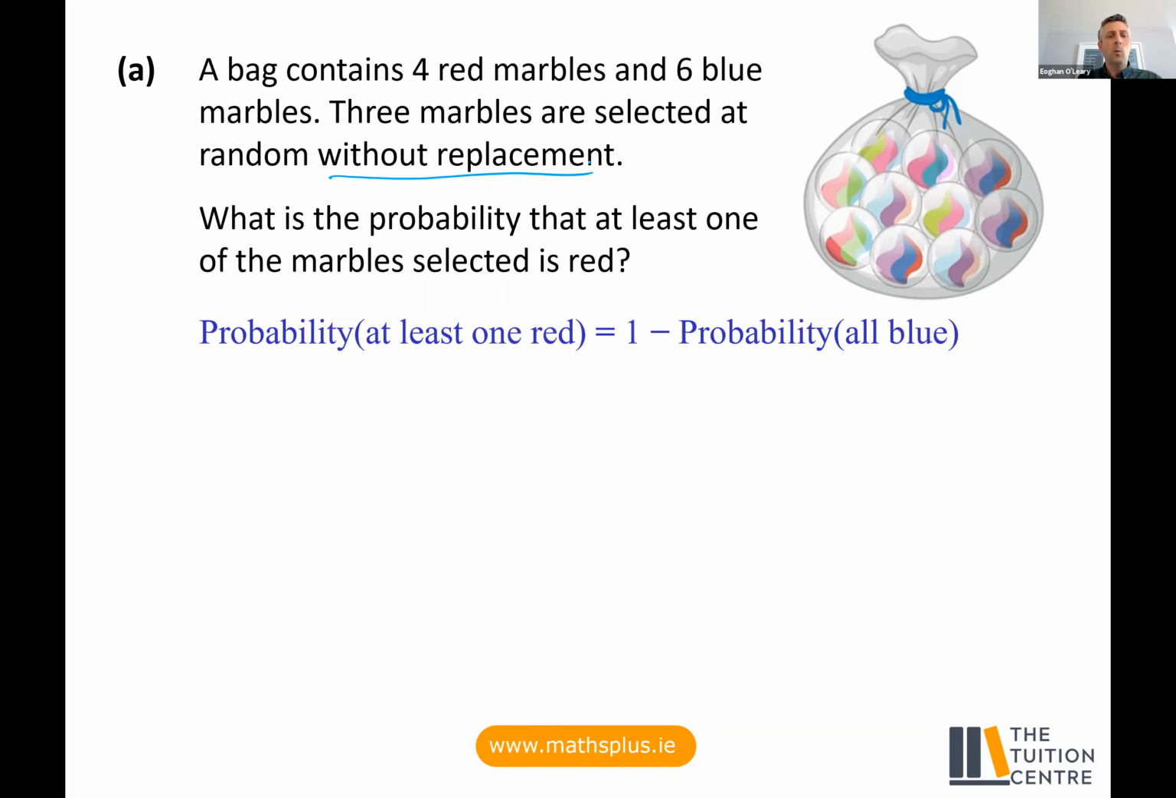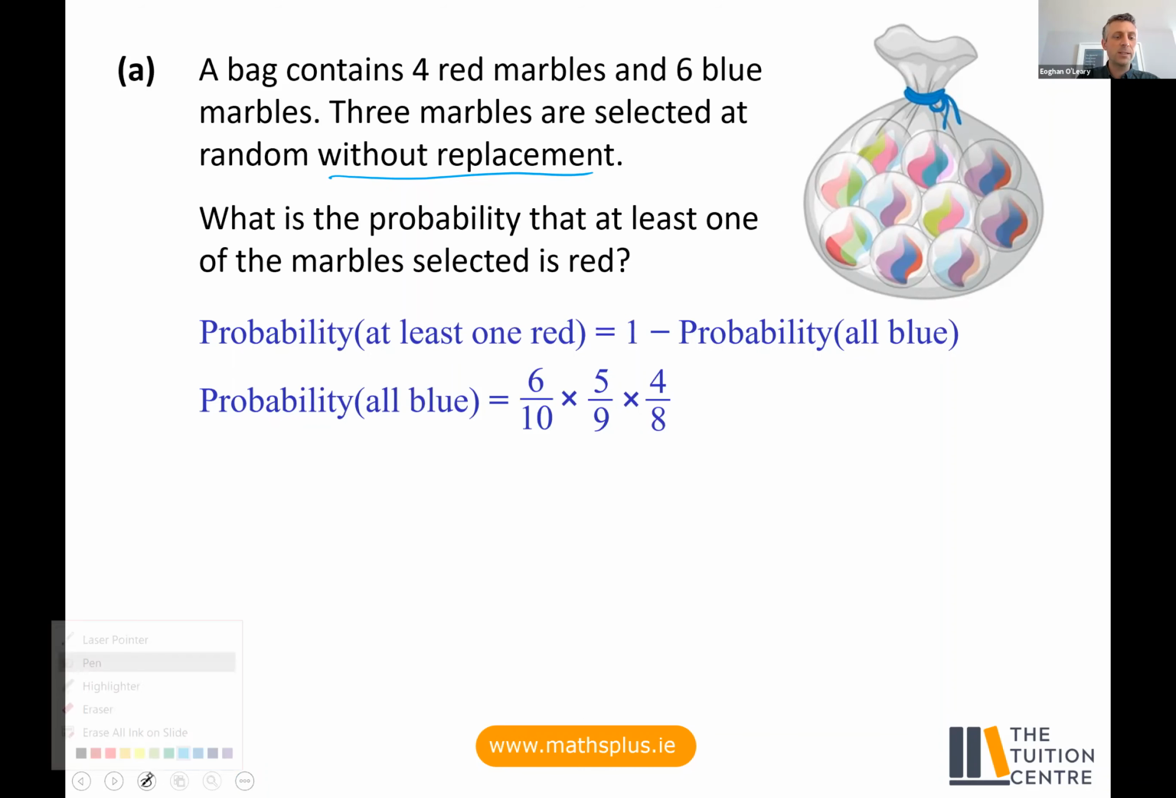Okay. What I always say to students then is this. With probability, first you work out the logic, then you work out the maths. So the probability of having at least one red is 1 minus the probability that all 3 marbles are blue. The probability that they're all blue is 6 over 10, which is the probability that the first is blue, times 5 over 9, which is the probability that the second is blue, given that the first is blue, times 4 over 8, which is the probability that the third is blue, given that the first 2 were blue.